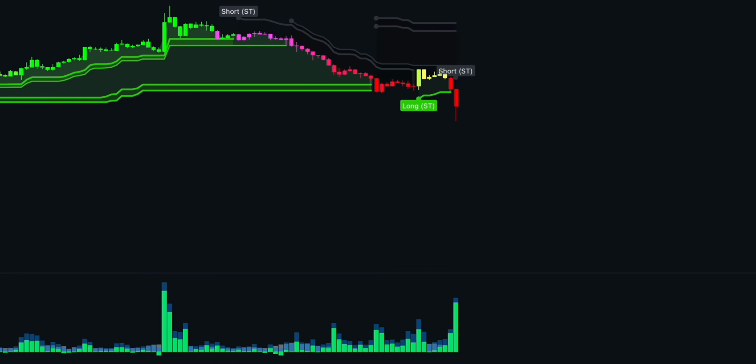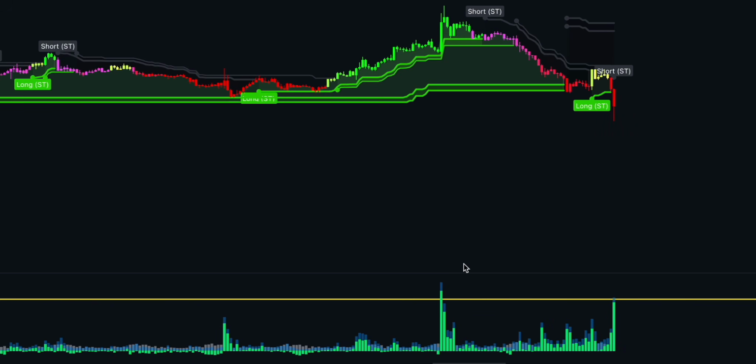Now let's look at an example of a short trade. First, wait for the supertrend to produce a short signal. Second, ensure the rest of the supertrends are negative. Third, check the candle bar. It must be red. Finally, look for a strong volume bar formed at the time of the signal.